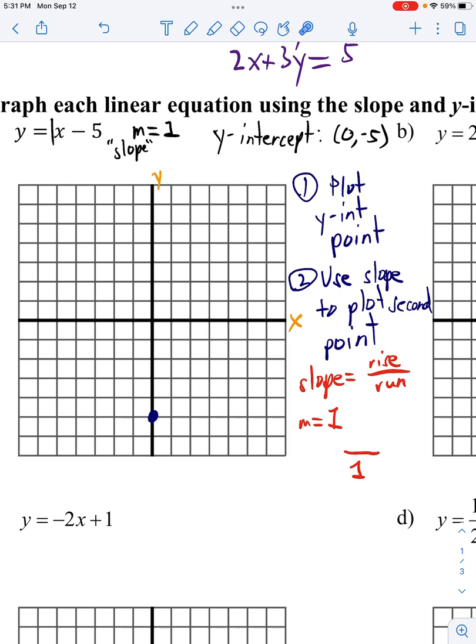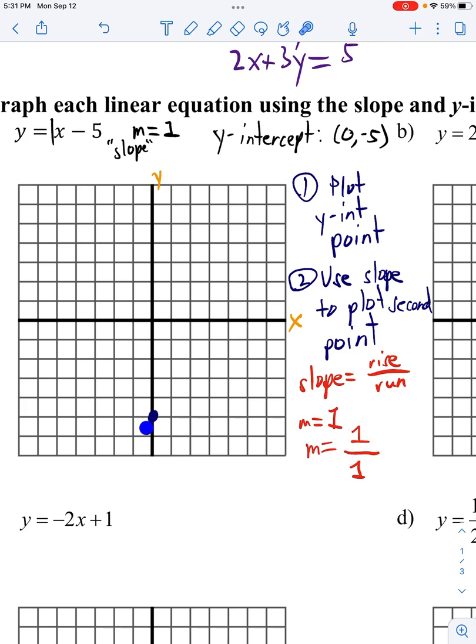You don't run up. You rise up. You don't rise over. You run over, right? You don't rise forward. You run forward, okay? So every time my x goes up by 1, my slope has to equal 1. So every time my x goes up by 1, my y goes up by 1 as well.